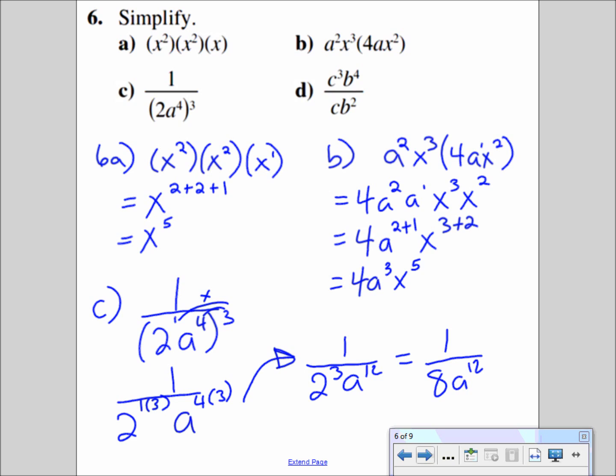Everyone happy with that one? We're going to talk about negative exponents in a little bit, and it'll change things slightly, but we'll wait till we get there.